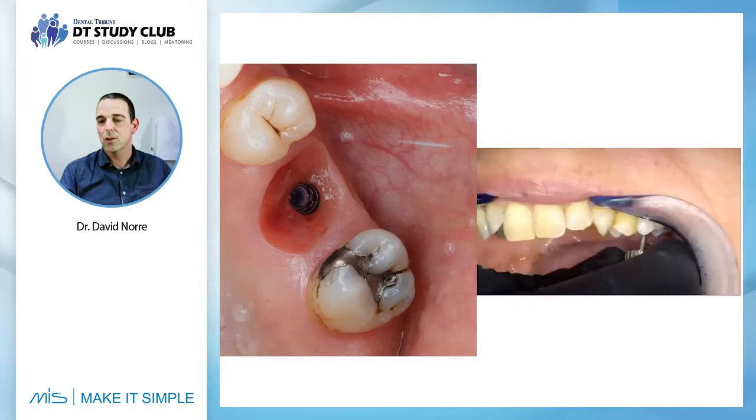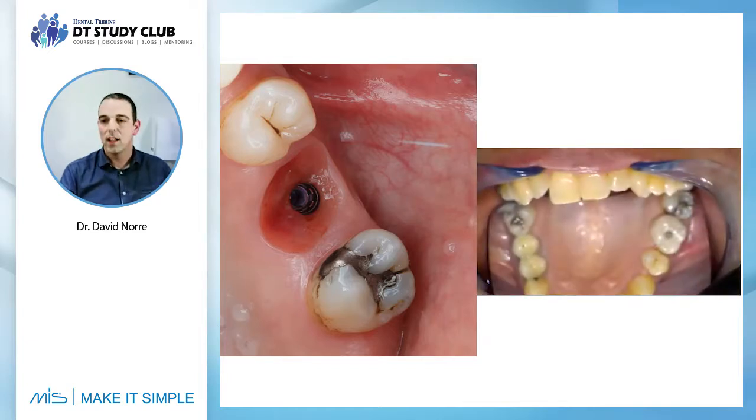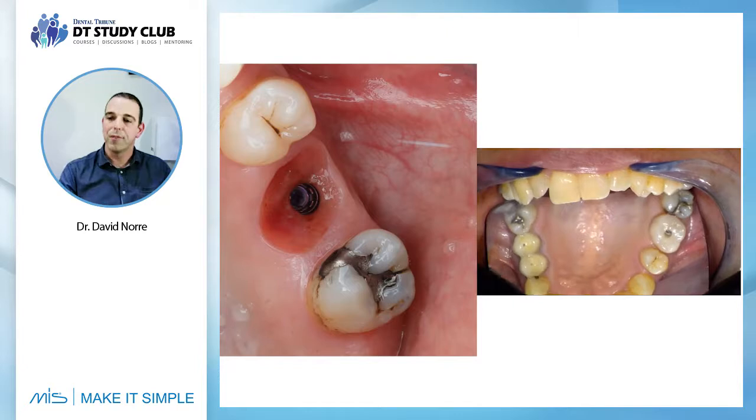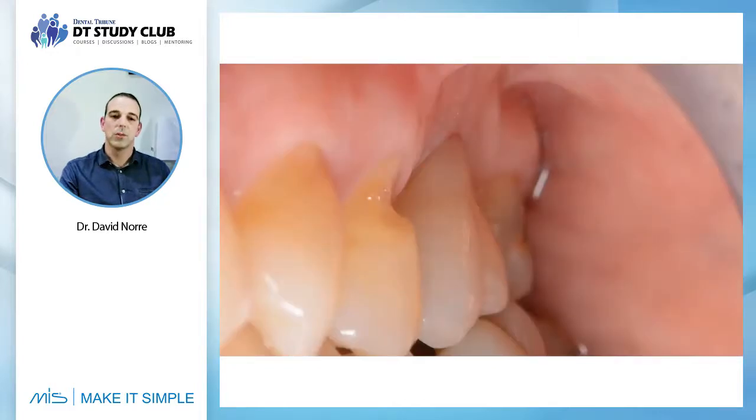Just screw it, torque it. Patient didn't feel anything. No anesthesia, nothing spectacular. Perfect copy milling of the contralateral tooth. Crown and the buccal contour.